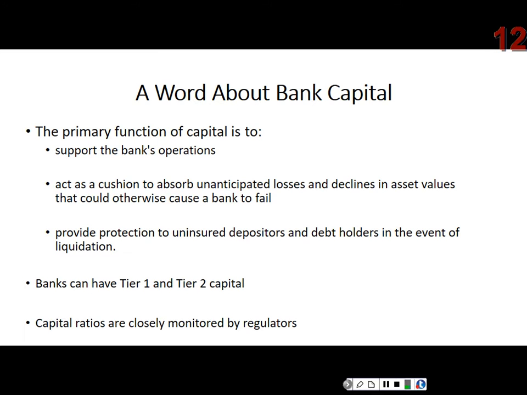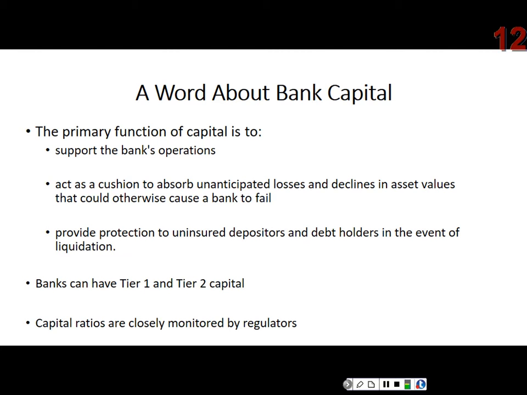One, it supports the bank's operations. So for example, when a bank just starts up, so let's say you opened a brand new bank, you don't have any profits. You don't have any money from making loans, interest income or non-interest income to pay your employees. So you have to have something to start with. You have to have some seed money. So in this case, that's going to be the capital. So the capital that your investors give you when you start the bank, that's going to have to sustain your bank for the first probably around 18 months. Okay? So if it's a brand new bank, it's what's called a de novo bank.